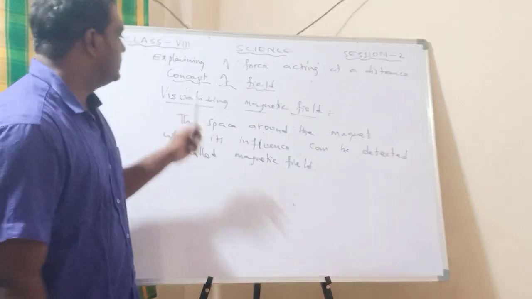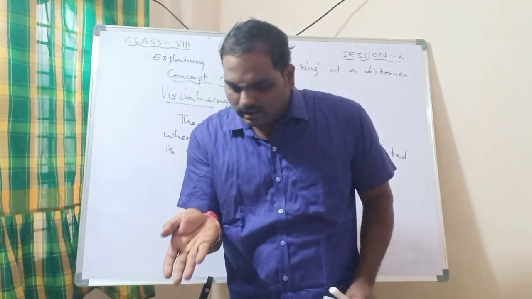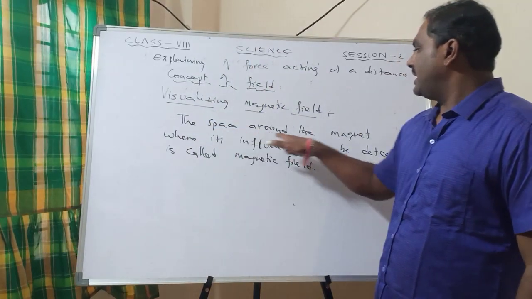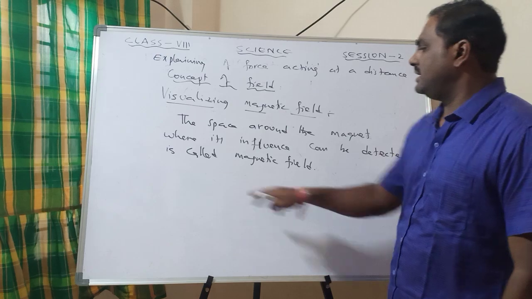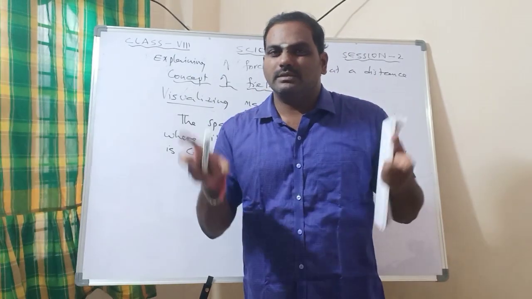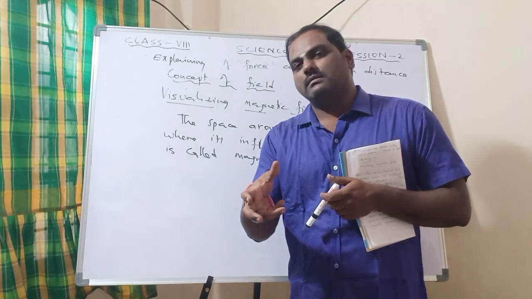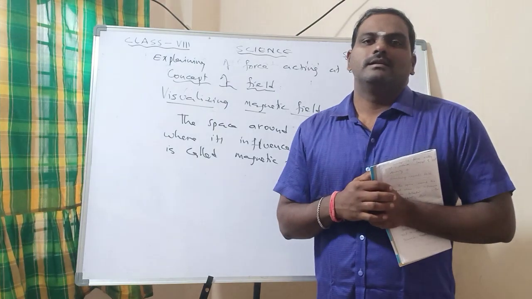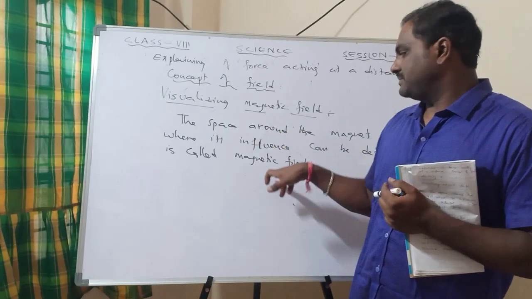So the concept of field. The point is visualizing the magnetic field. Visualizing means that by looking, we can see it. So what is this magnetic field? The space around the magnet where its influence can be detected is called the magnetic field. If you take a magnet, it will have some impact, that is its influence. The magnet will influence only up to some space. How much it is influencing, that space is called the magnetic field.